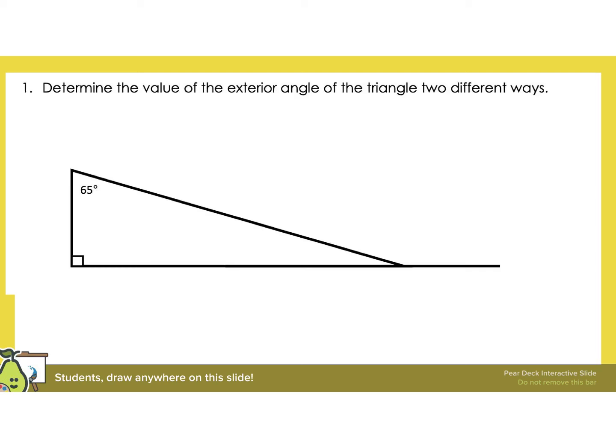All right, let's annotate, determine the value of the exterior angle in two different ways. Okay, so let's see. I know this is 90 degrees. So my external angle right here is going to be the sum. I'm going to put x for external is going to equal the sum of the opposite interior. So I can solve it this way. What does that give me? 155 degrees.